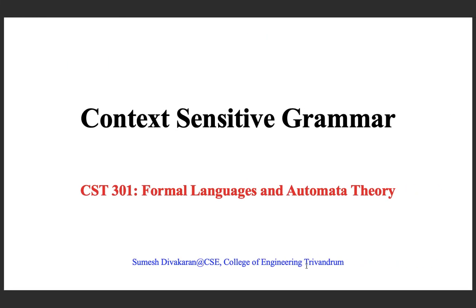Today we are starting our discussion on the next topic in the course, which is about context sensitive languages, the next powerful class of languages in the Chomsky hierarchy. And the topic for today is the grammar representation of this class of languages, known as context sensitive grammar.